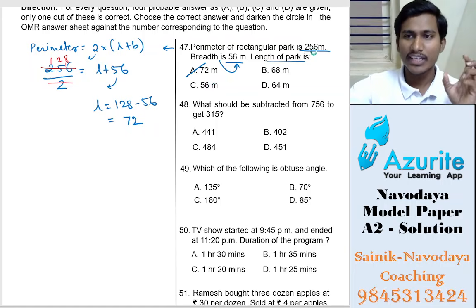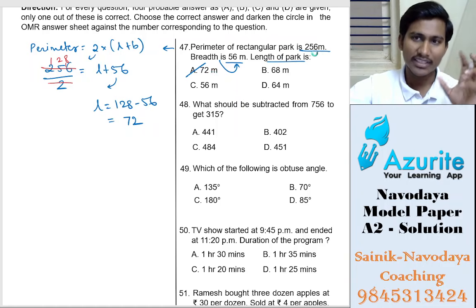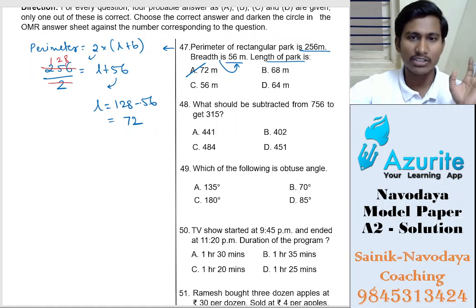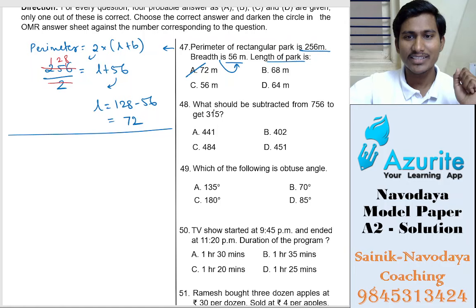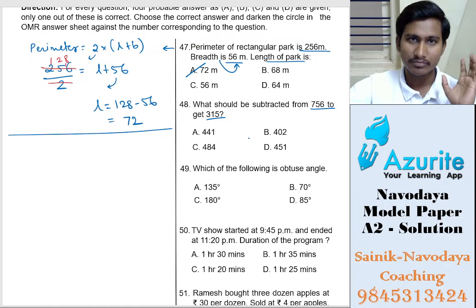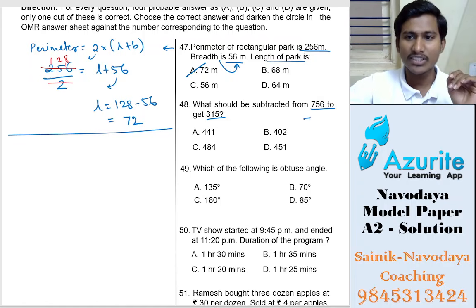You can do it like that, or you can use one more shortcut: 56 plus length, into 2, equals 256. Then that also you can use. Okay, good. So now what about the 48th question? What should be subtracted from 756 to get 315? So directly you subtract 756 and 315. So what will be the answer here? 441 we have to subtract. You will get the answer.